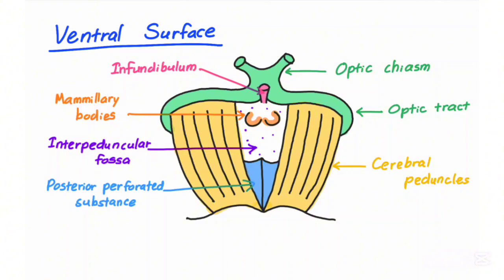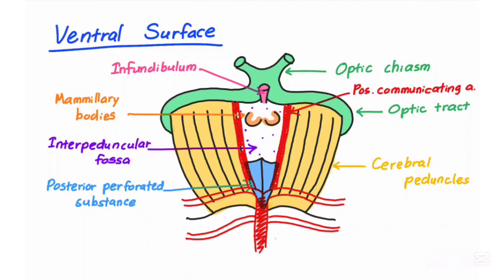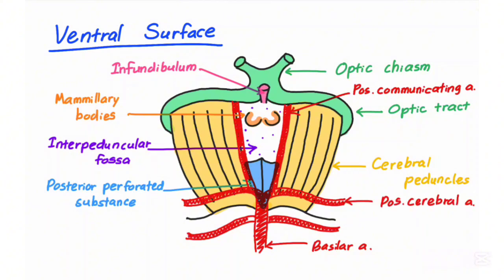So now we're going to draw the blood vessels. To know about the blood supply and the circle of Willis, you can watch the video on my YouTube channel. So here is the posterior communicating artery, and this is the basilar artery, and it terminates into two posterior cerebral arteries, and here is the superior cerebellar artery, which is a branch of the basilar artery.